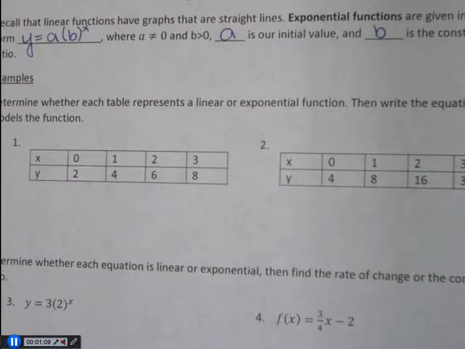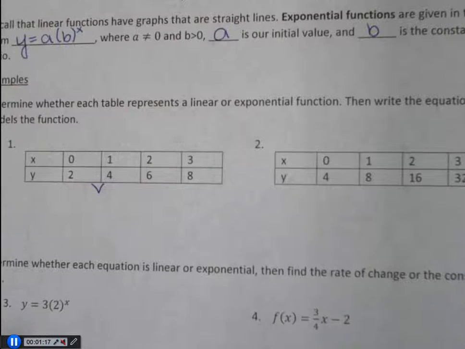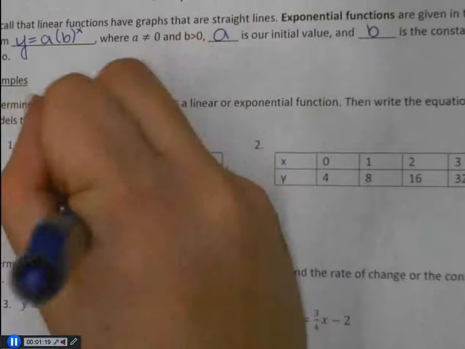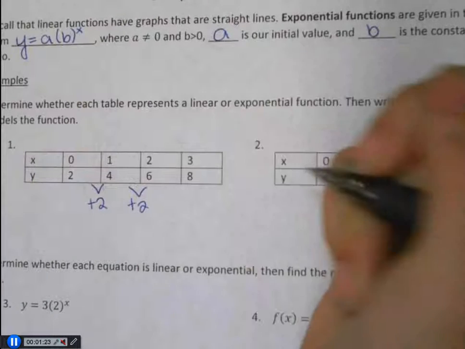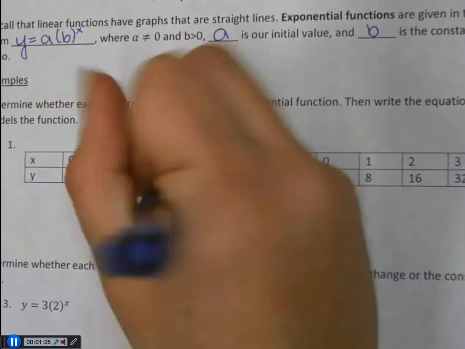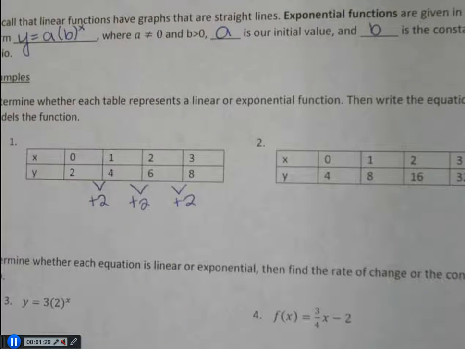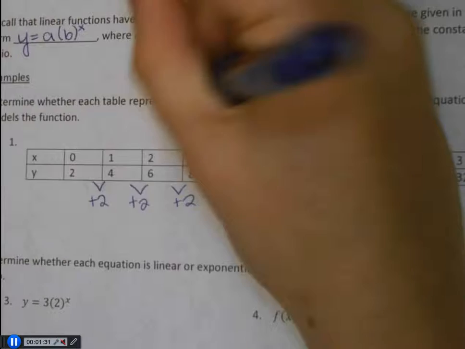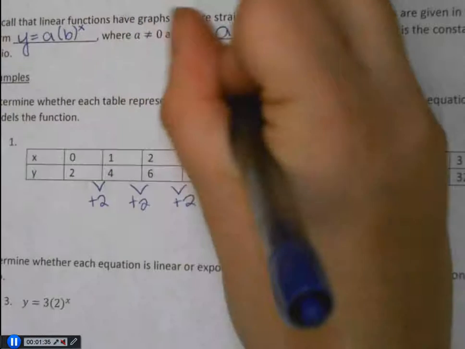Okay, so if I take a look at number 1, the first thing I want to do here is figure out how my values are changing. So how do I go from 2 to 4? Add 2. How do I go from 4 to 6? Okay, so since I keep adding or subtracting, it's going to be linear. So I wrote this above the word linear.